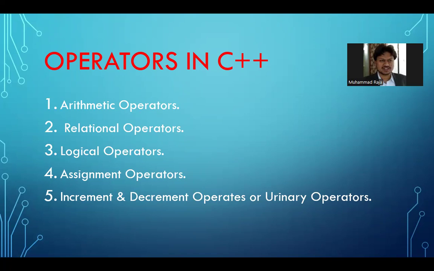So the five basic operators are arithmetic operators, relational operators, logical operators, assignment operators, and increment and decrement operators. The increment and decrement operators are also called unary operators. Why do we call them unary operators? The rest of the four are binary operators. As we proceed with our lecture, we can understand that.